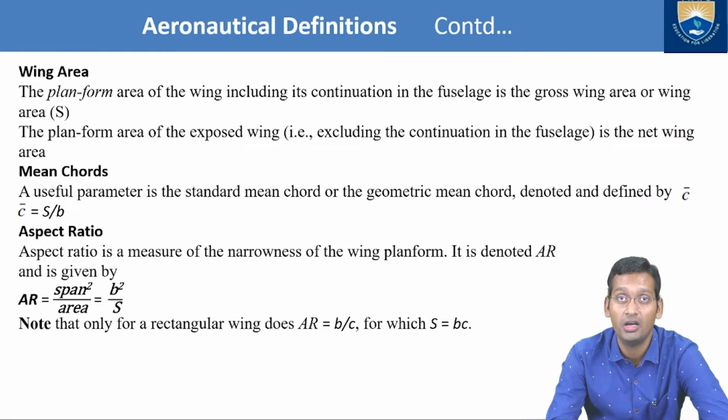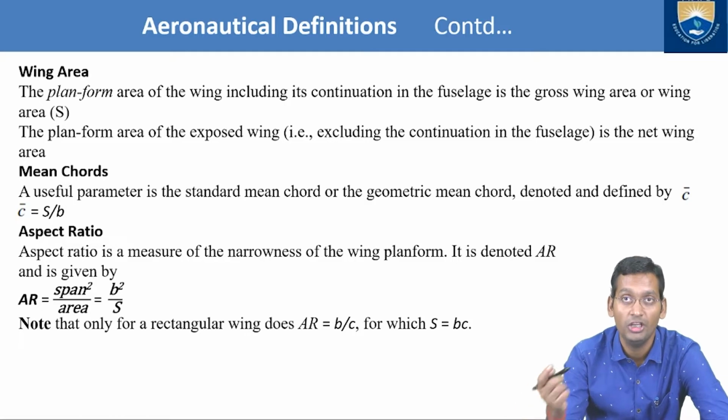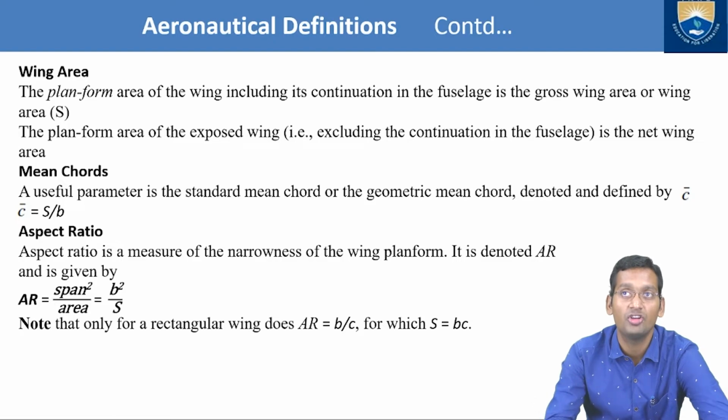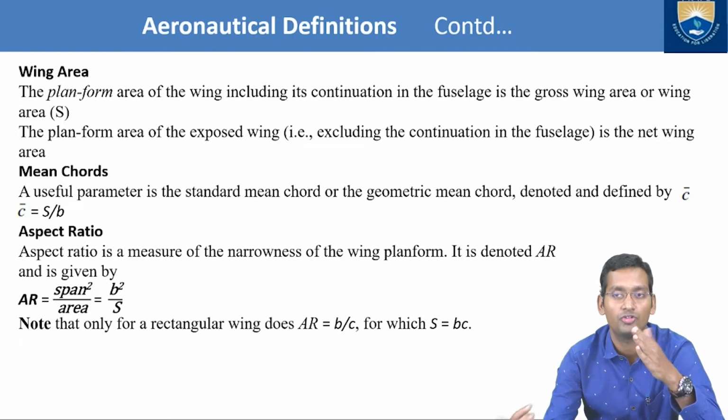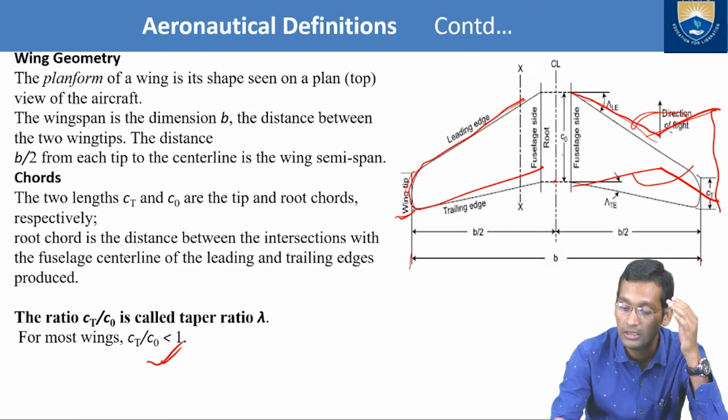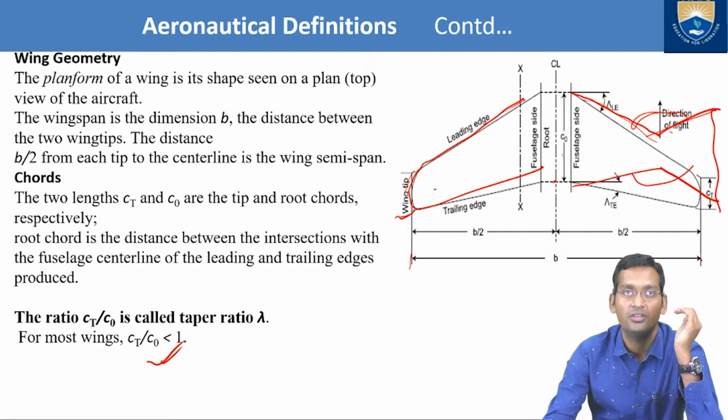The platform area of the wing is what? Including the fuselage, whatever they combined, that is the gross wing area or wing area. That means simply we can say that is the gross, the total area. It's not like this part only. This also should be included.